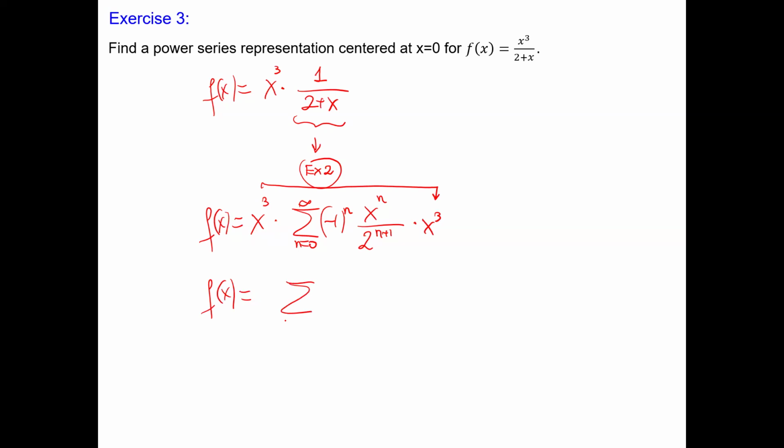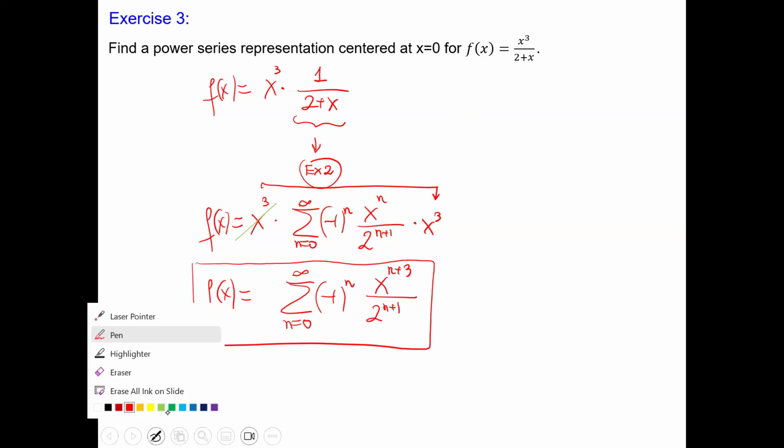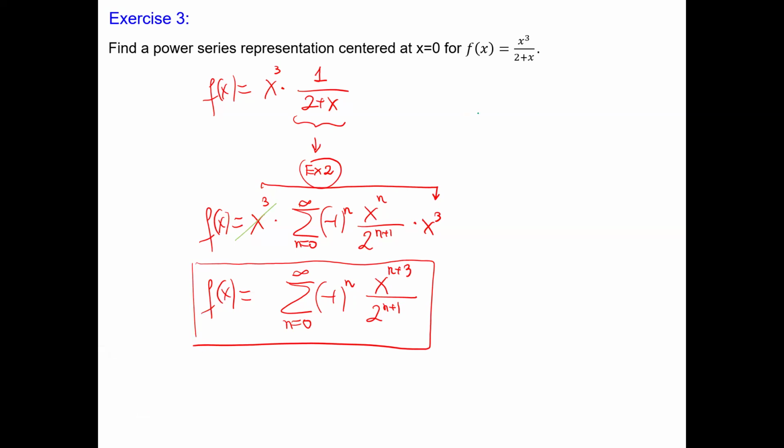Now what we have is summation from 0 to infinity, -1 to the n, and then the denominator stays, but x will be raised to the power n plus 3. We may remove this one. Okay, this is the power series representation, and also copying from exercise number 2, we know that the interval of convergence is between -2 and 2. You may pause the video and try to get the interval.